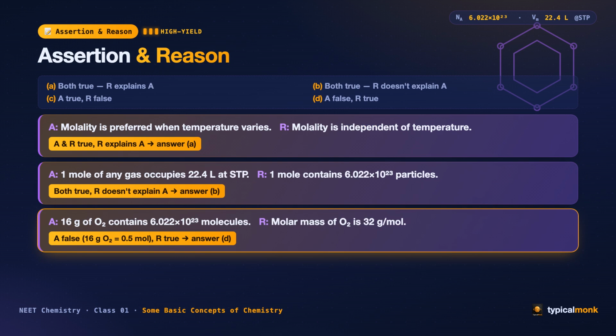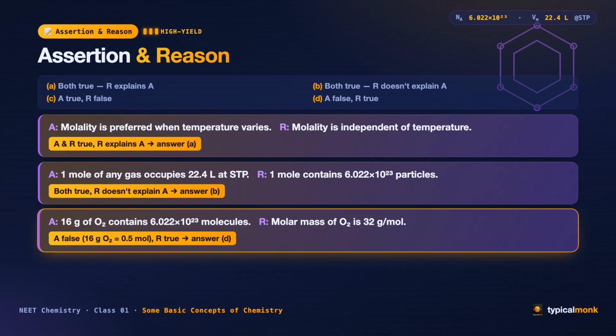Third one. Assertion: 16 grams of oxygen gas contains 6.022 into 10 to the power 23 molecules. Reason: the molar mass of oxygen gas is 32 grams per mole. Check the reason first. 32 grams per mole. True. Now the assertion.